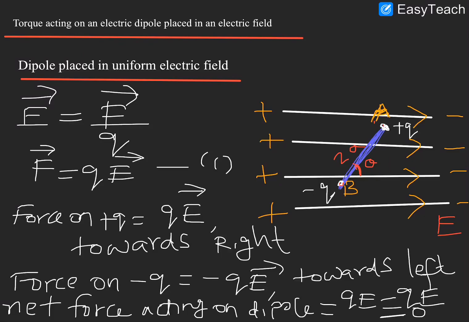So net force acting on the dipole is 0 when you place it in a uniform electric field. You can see from here two forces are acting, one is QE, another is minus QE. So net force acting on the dipole means sum of two forces, QE plus minus QE, that is equal to 0. So there is no net force acting on the dipole when you place it in a uniform electric field, but there will be a torque acting on the dipole. Net force is 0, but net torque is not 0. We need to calculate the torque.